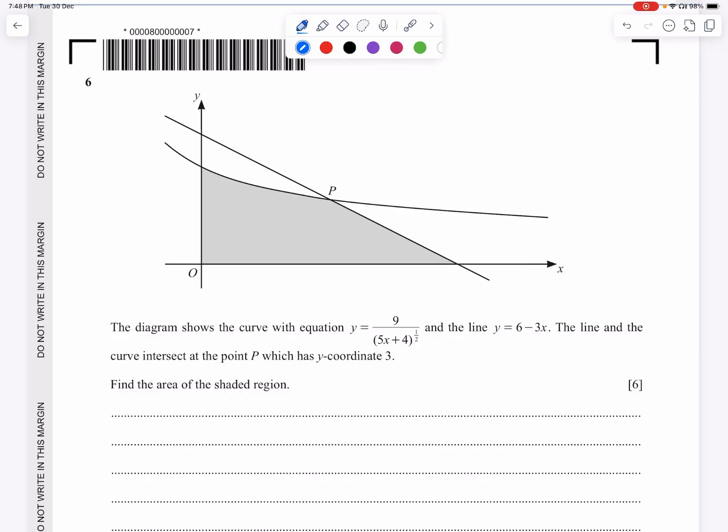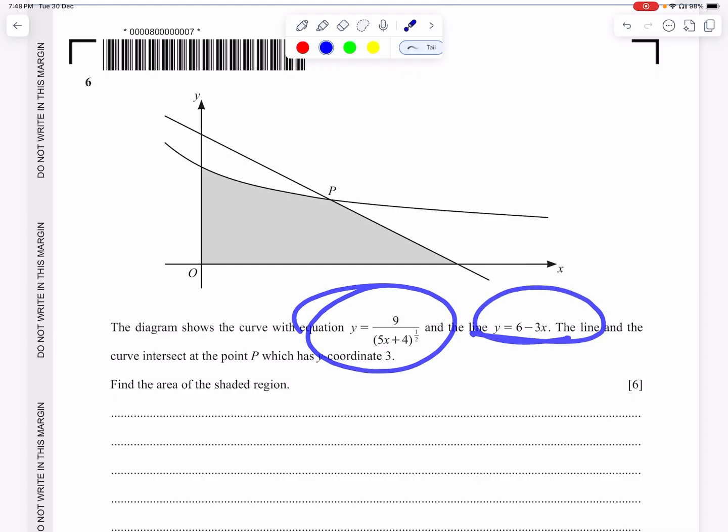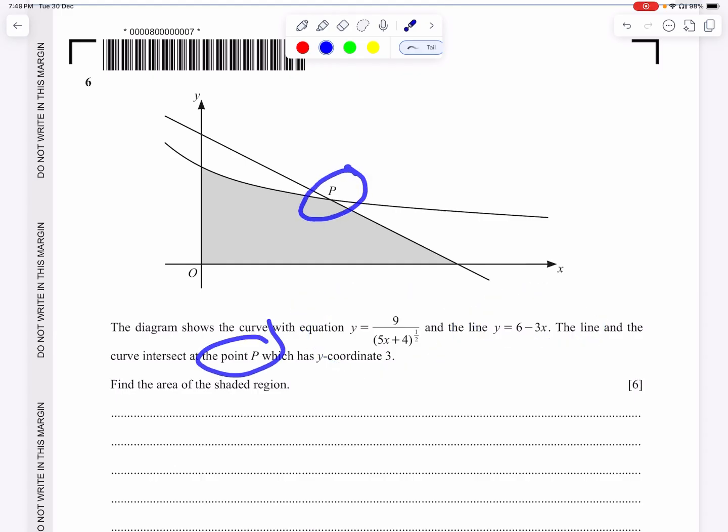It reads, the diagram shows the curve with the equation this and the line this. The line and the curve intersect at the point P, which has a y-coordinate of 3. Find the area of the region. Alright. This basically means that first of all you need to figure out the x-coordinate at this point and at this point, because they're asking you for the area of the shaded region. And you can see that this forms a triangle. And if you can figure out the area of this triangle, that will make it much easier for you. And for that I need to know both of these coordinates.